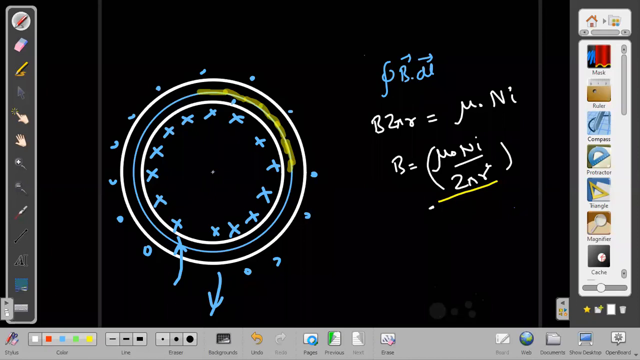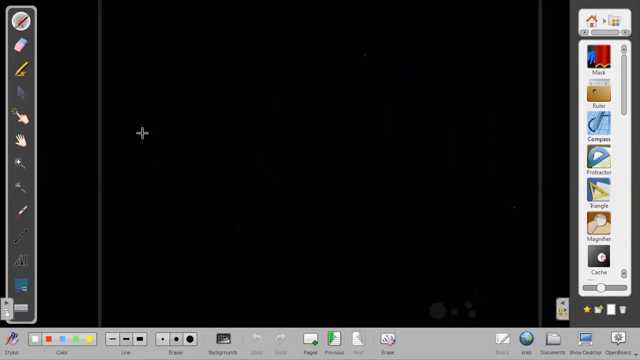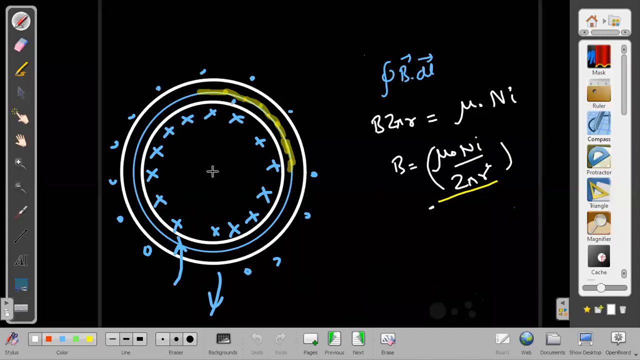And from here, I can find out. There is one interesting question here. Can you find out what is the field at the center of this?